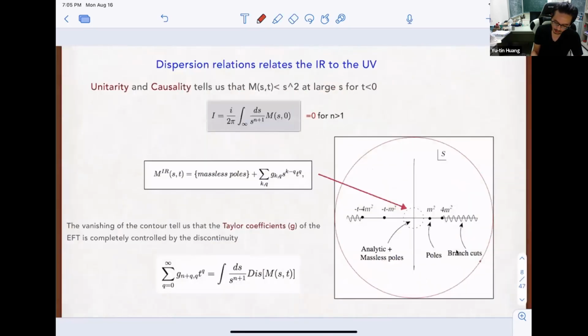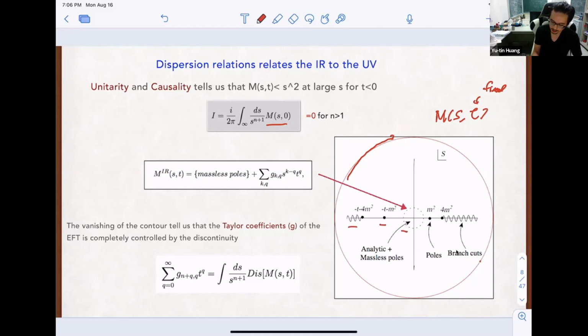Good. So basically the setup is that we're going to use a dispersion relation to relate these IR coefficients with the UV property of the amplitude. As I mentioned before, since we know that the amplitude vanishes faster than s squared at high energy, we can consider a contour integral of the amplitude on the complex s plane, with t fixed. Since this contour integral is zero, all the non-analyticity has to sum up to zero.